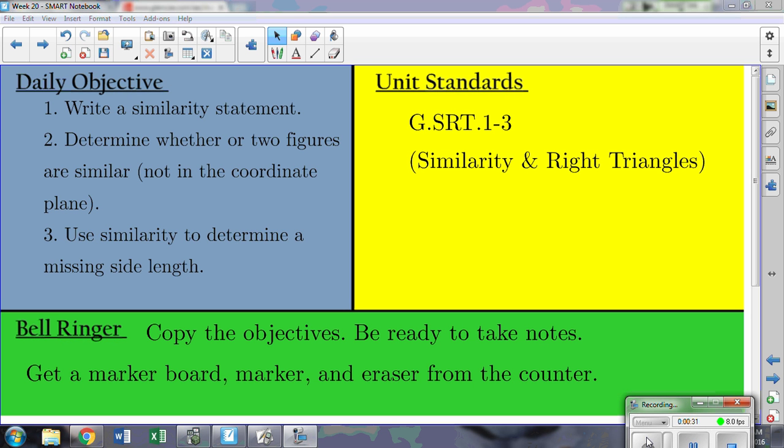We will write a similarity statement, basically just seeing how you write it down in the mathematical notation. And then we want to determine whether or not 2 figures are similar, or precisely figure out which one is similar. If we're given a bunch of shapes, find the pair that are similar to each other. And the third one is we can set up a proportion from similarity and figure out a side length.